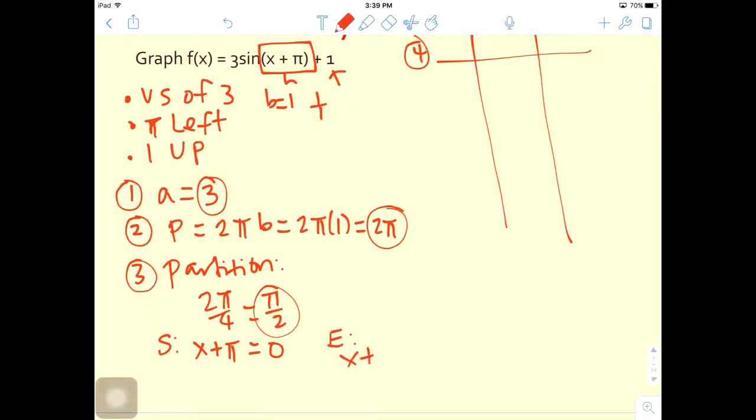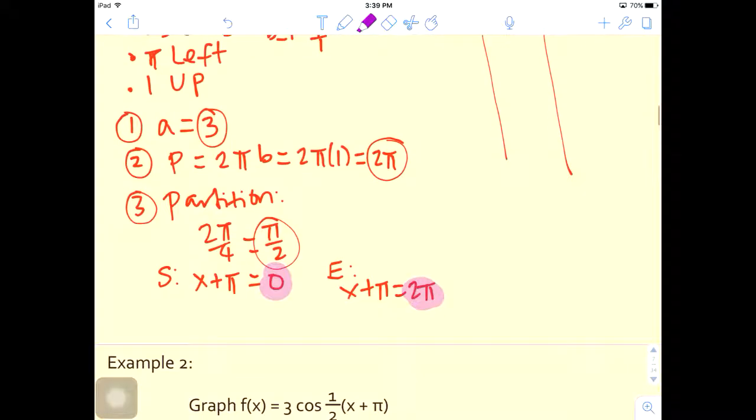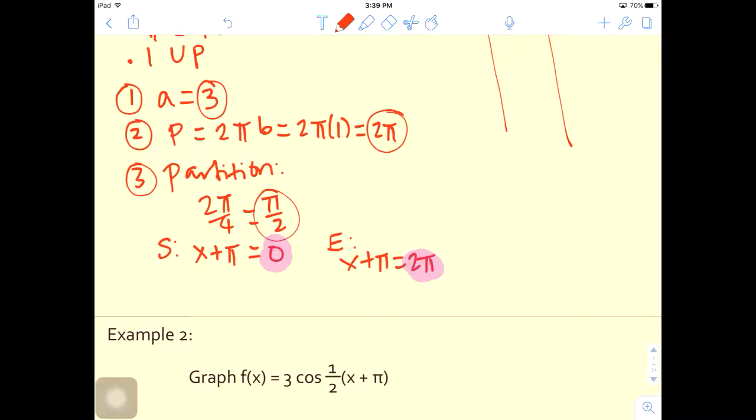And so x plus pi equals 2 pi. So the original beginning is at 0, original ending is 2 pi. So you always set it equal to those two for sine and cosine. And so solving for x, I'm going to get negative pi. And then solving for x again, pi. So we're going from negative pi to pi now. And that's the 2 pi period, isn't it? So that actually matches the pi.